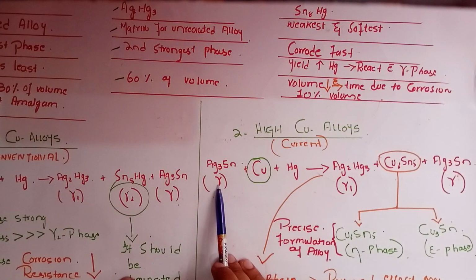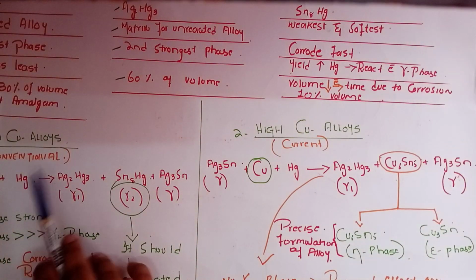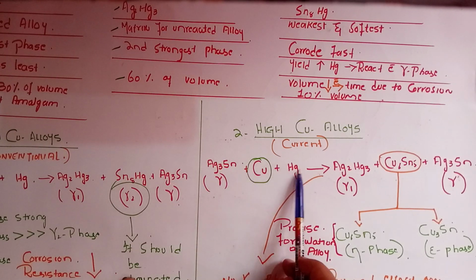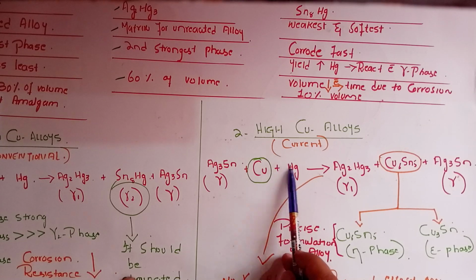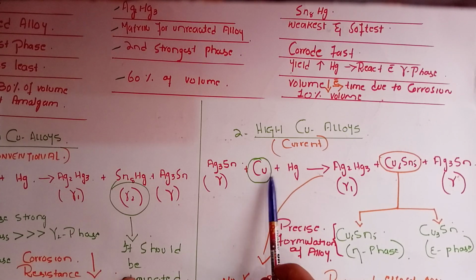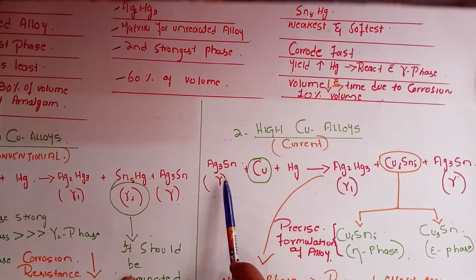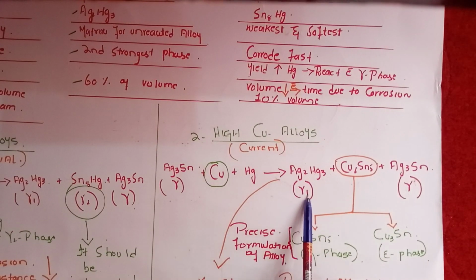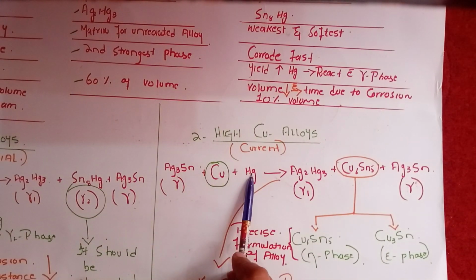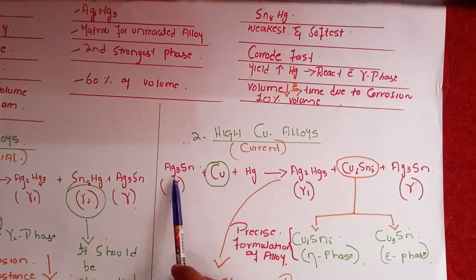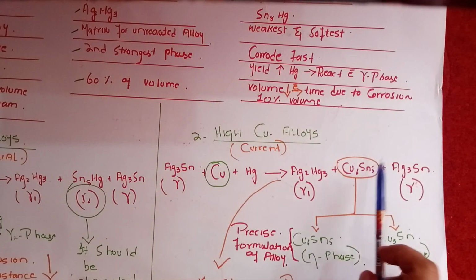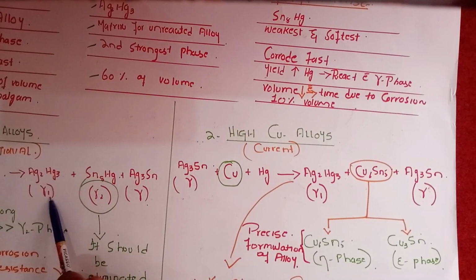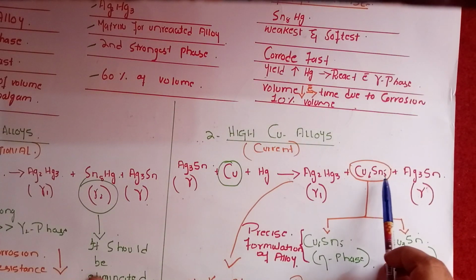In this reaction, the gamma phase, which is formed by the combination of silver and tin, reacts with the same second reactant, which is mercury. But in this reaction, we have added copper additionally. So three reactants will produce three products. The first one is the gamma 1 phase, which is silver and mercury. The second is the gamma phase, with silver and tin. And the third product, which is very important in place of the gamma 2 phase, is the copper tin phase.